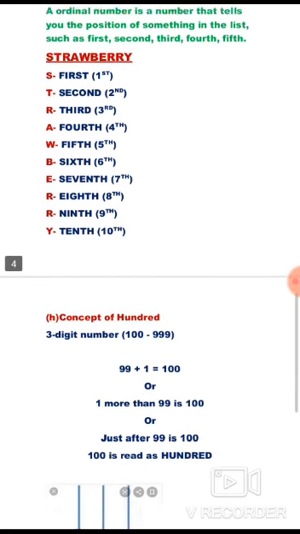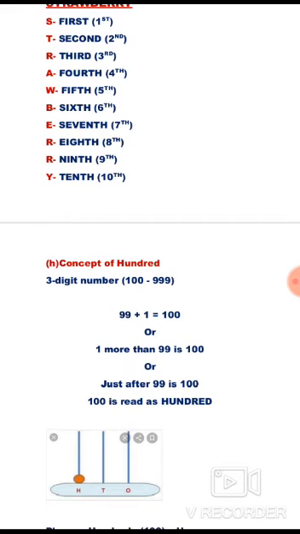Now the last is concept of 100. We studied up to the largest 2-digit number, that is 99. Now we have to learn the smallest 3-digit number. And how do we get this? When we add 1 to the largest 2-digit number, that is 99, we get 100. Or in other words, we can write 1 more than 99 is 100, and just after 99 is 100. The spelling of 100 is H-U-N-D-R-E-D.